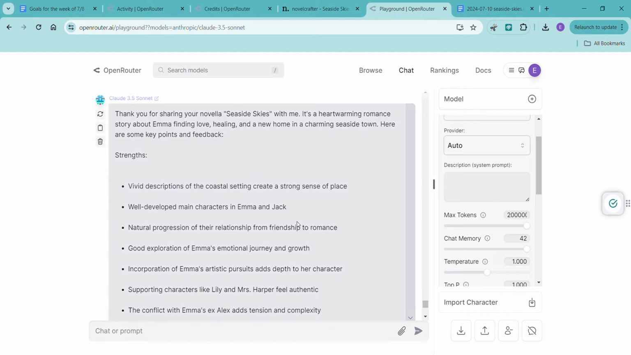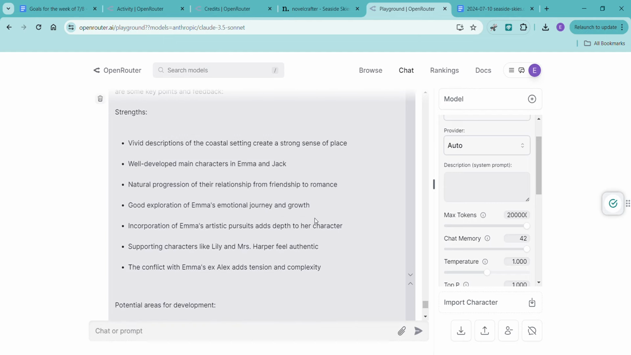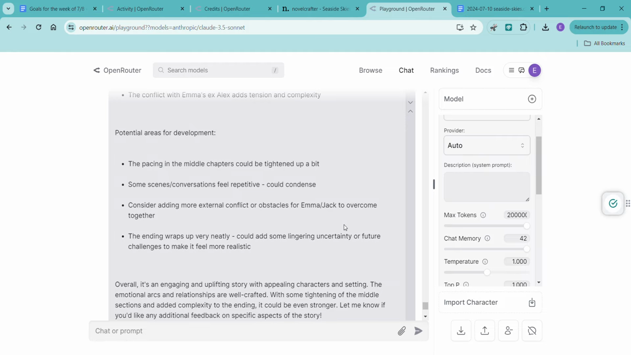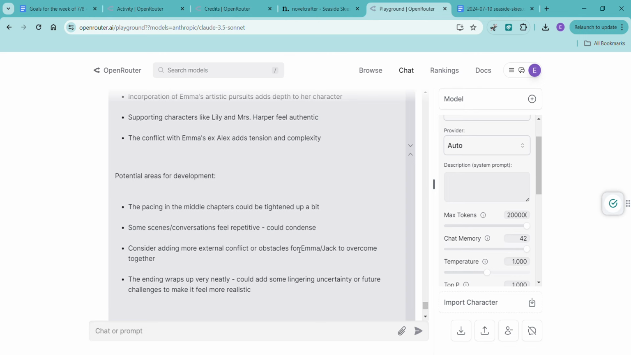And then let's see what the strengths are. Okay, and the development. Pacing, repetition, okay, absolutely, I agree with all of that.